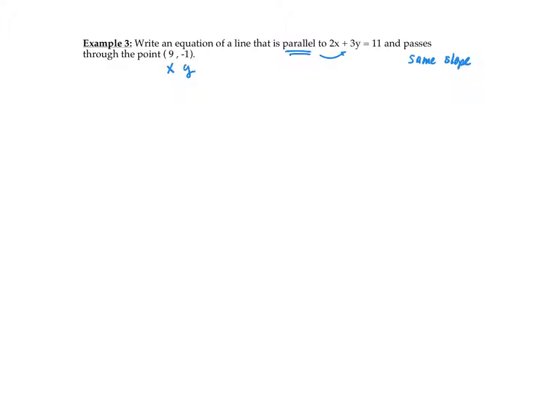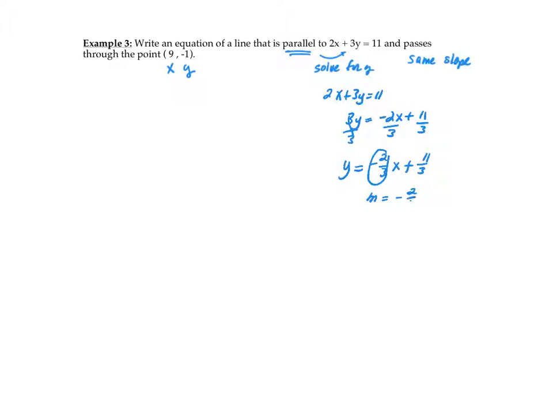To find the slope of this line, you need to solve for y. So we're going to take the 2x plus 3y equals 11 and rewrite it as 3y equals negative 2x plus 11. All I did was subtract the 2x from both sides to get the 3y isolated. Finally, divide everything by 3, and we get the equation in slope-intercept form. So it'll be y equals negative 2/3 x plus 11/3. And now that it's in slope-intercept form, we can say for sure the slope of the line is negative 2/3.